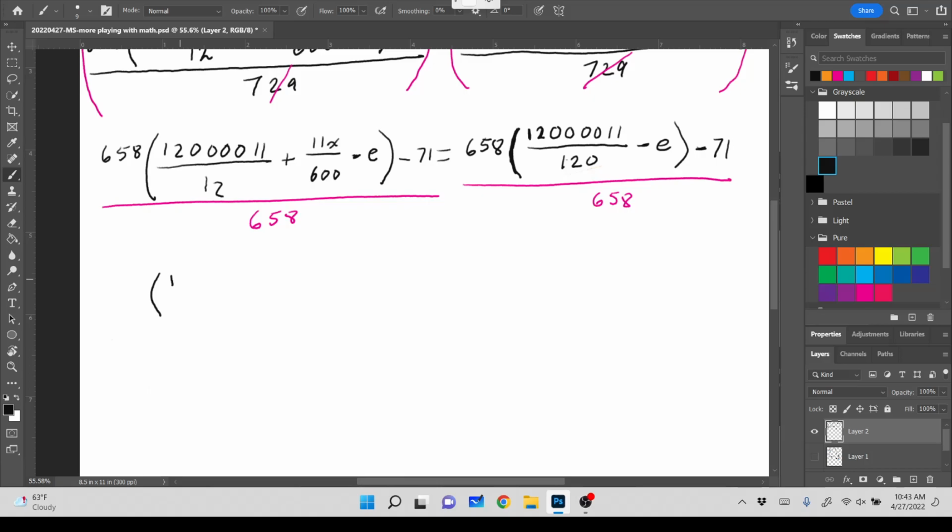million, 11. That wasn't even Ella. Good try, though. 12. I love the 12 million and 11. It's a great addition to our problem. I like 3 instead of 4. Oh, my gosh. I love 11x over 600. It interests me.